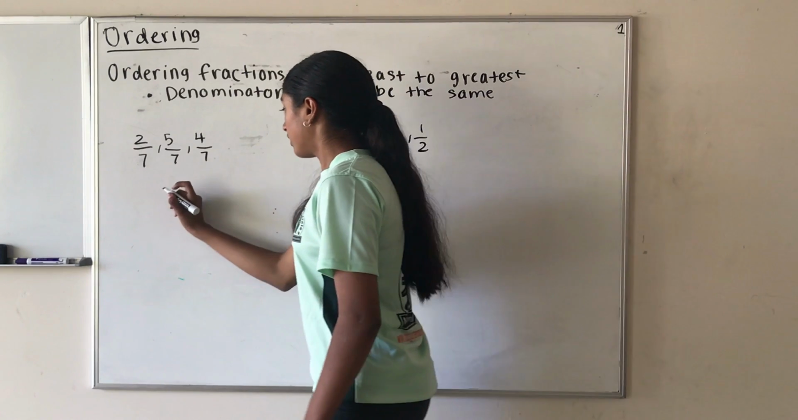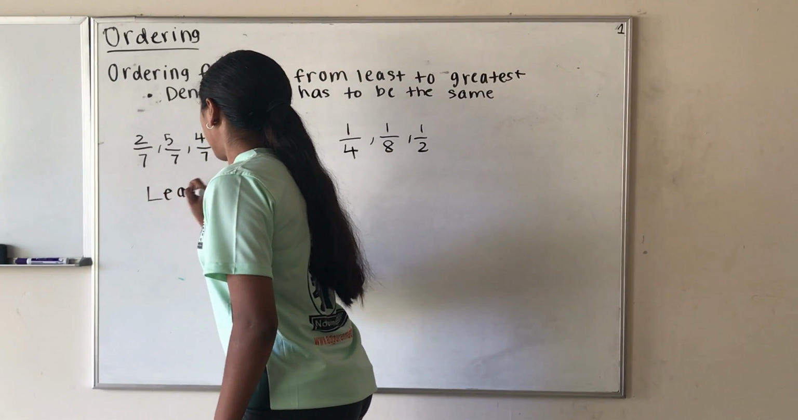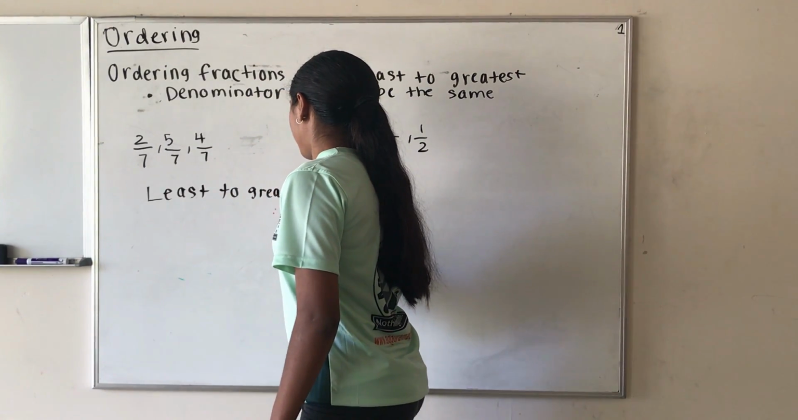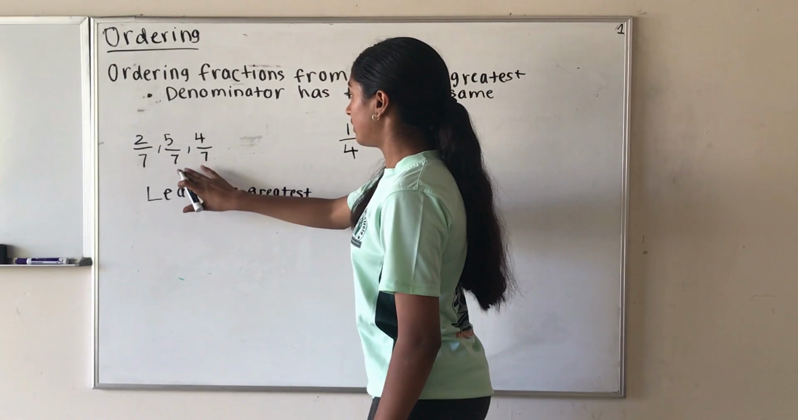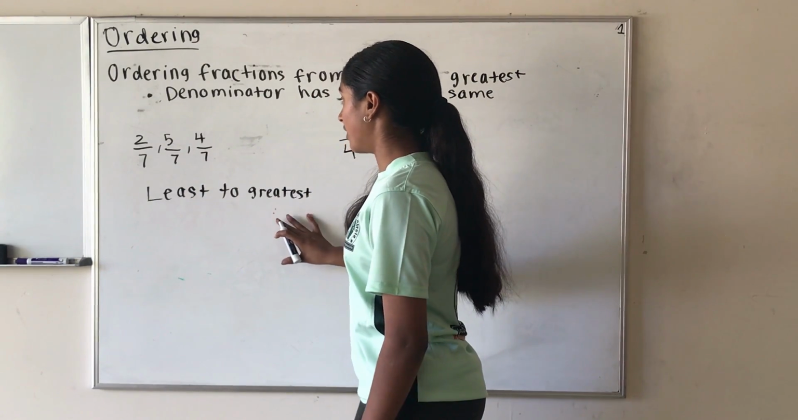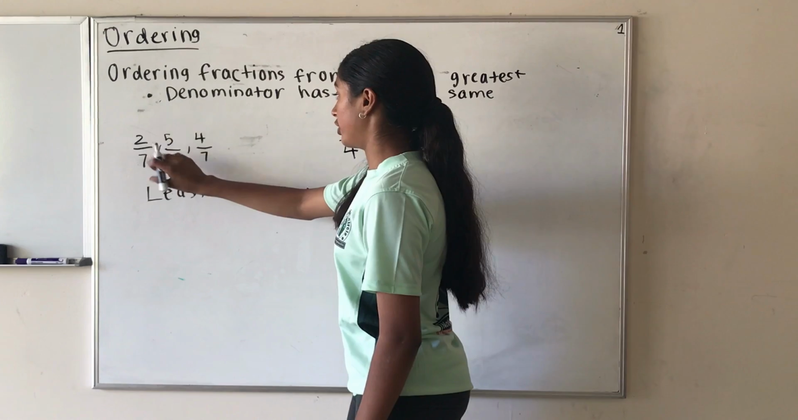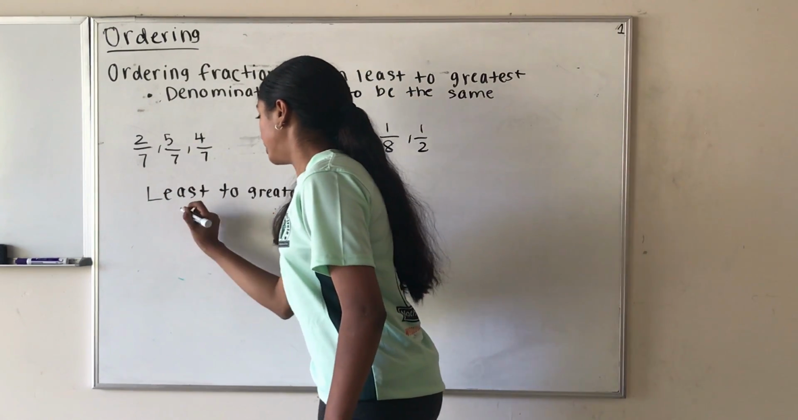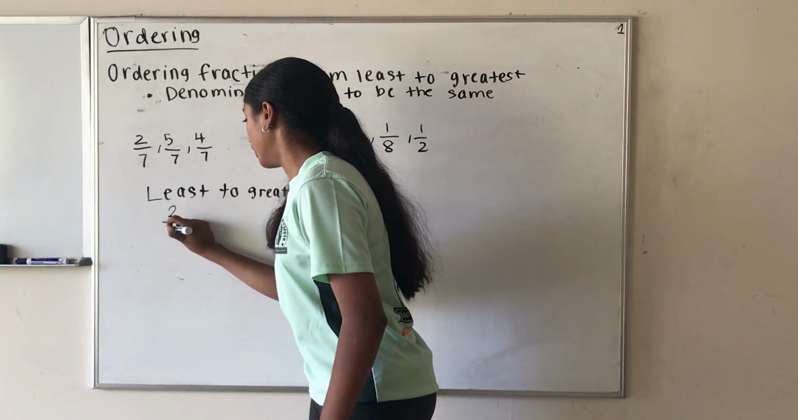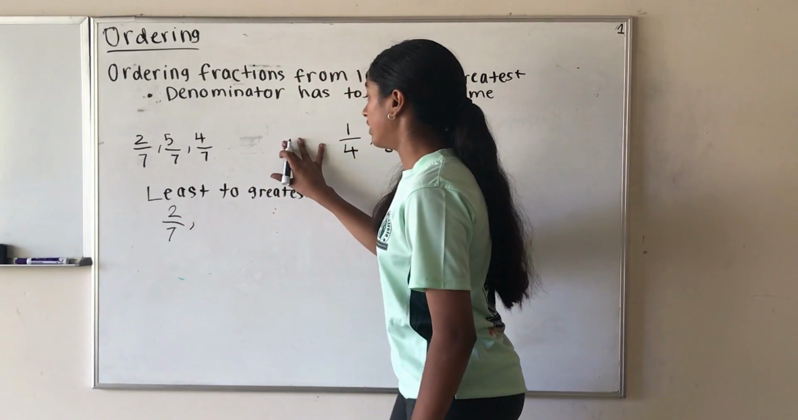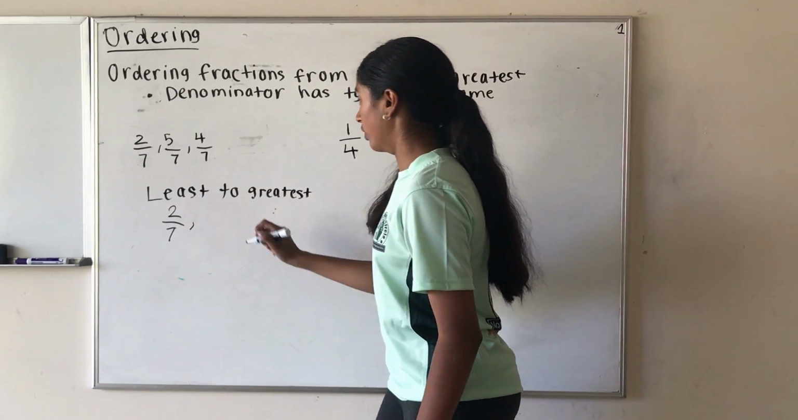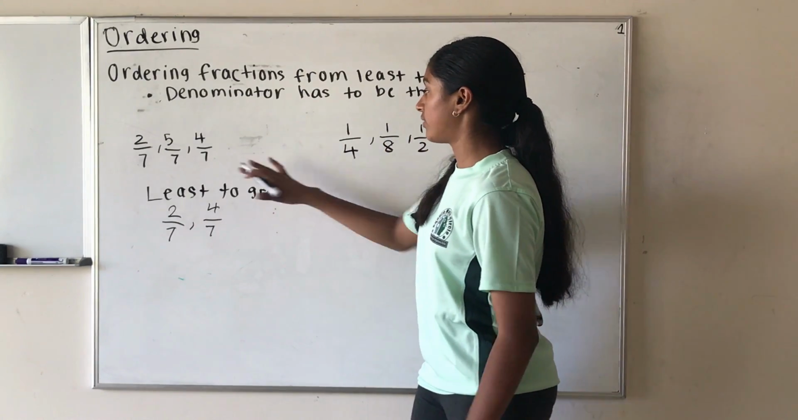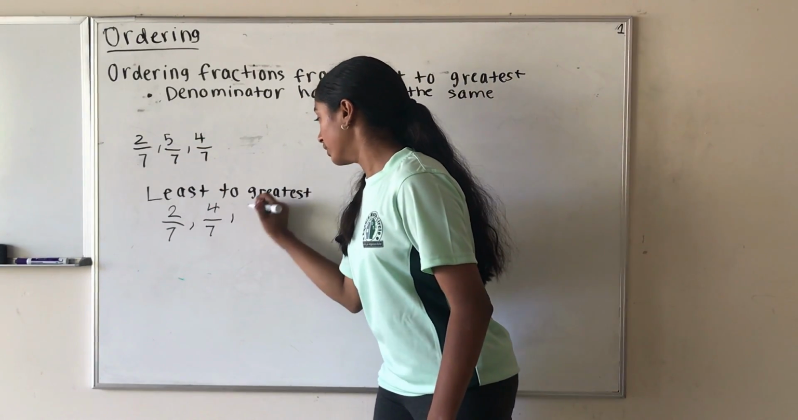When the denominators are the same, the smallest number would be the number with the smallest numerator. And since we have 2, 5, and 4, the smallest numerator would be 2. So the smallest fraction is 2 over 7. And then the next smallest number would be 4, so your next fraction would be 4 over 7. And then your greatest fraction would be 5 over 7.